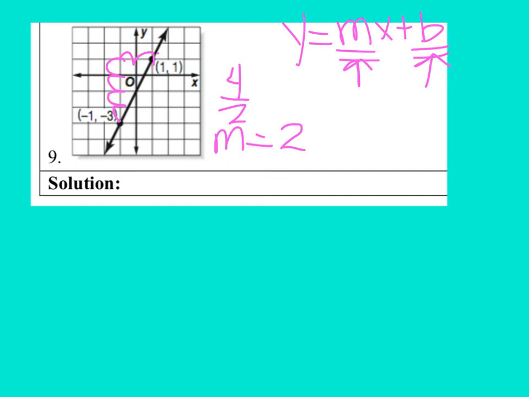And the next thing I need to look for is where does this line cross the y-axis. So I've got my y-axis right here, and this line hits that axis right here at -1. So if I'm writing my solution, y is equal to 2x minus 1.